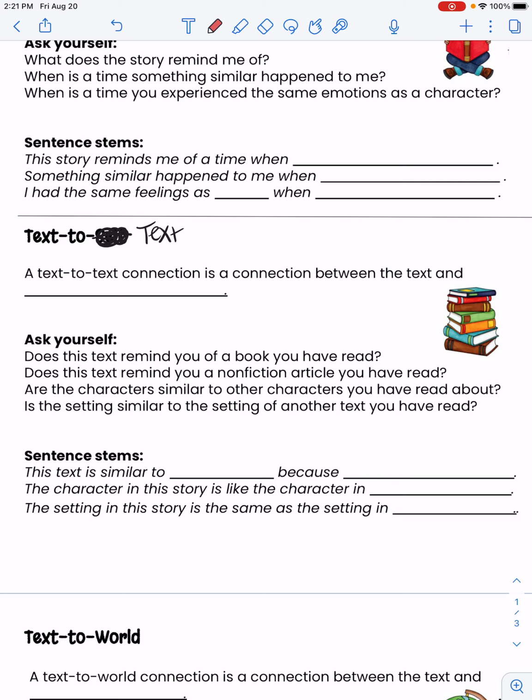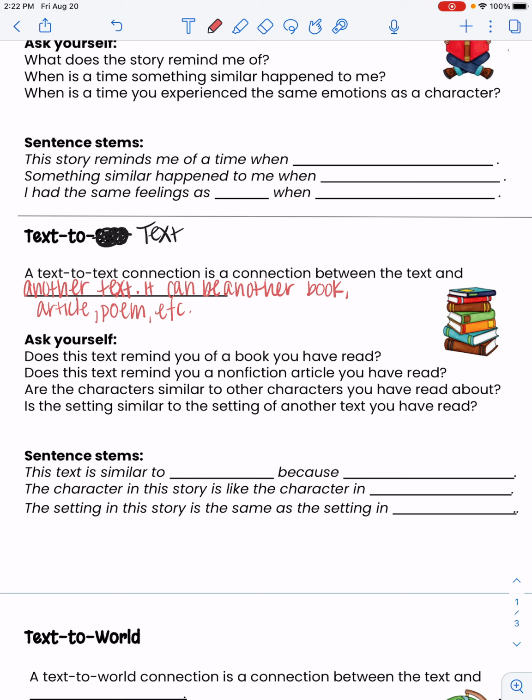Sorry about that again. So a text to text connection is a connection between the text and another text. Okay, I want you to write down some examples. It can be another book, article, poem, etc. So basically any other type of text. It's when we can connect one text to another one.